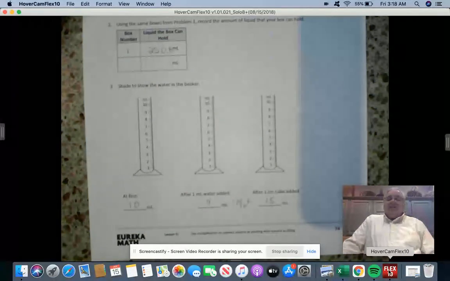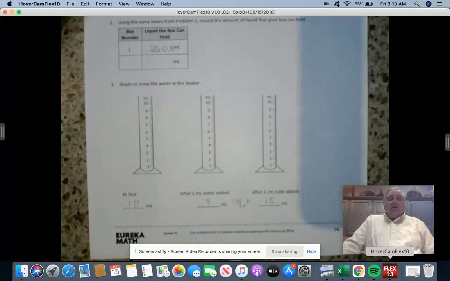So what does that teach us today? Well, it lets me know that if I'm finding volume, which is length times width times height, and I'm using cubic centimeters, guess what? I can change that over to a liquid.